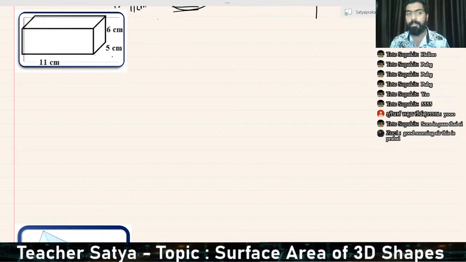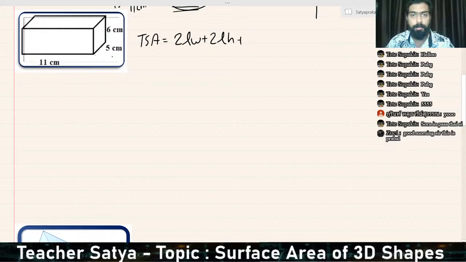So again in this figure we totally have 6 faces: front, back, left, right, top, bottom. Alright, so the formula that we have here in order to find a TSA is equal to 2LW plus 2LH plus 2WH, right? L is the length, W is the width, and H is the height. So this is our length, this is the width, and this is our height, right guys? So let's go ahead and start solving it.